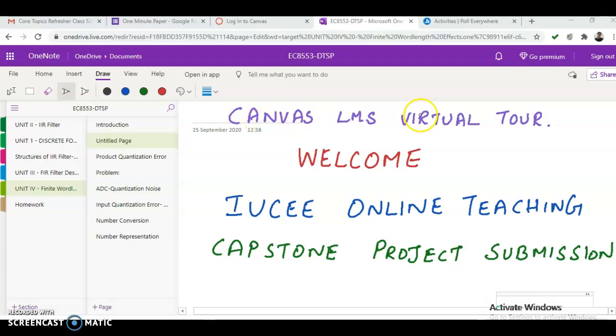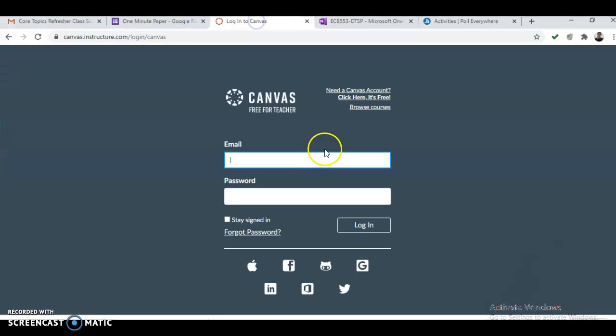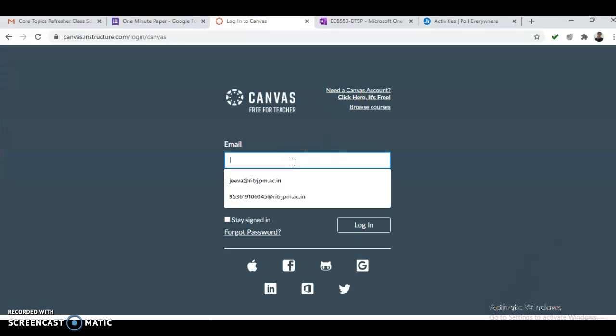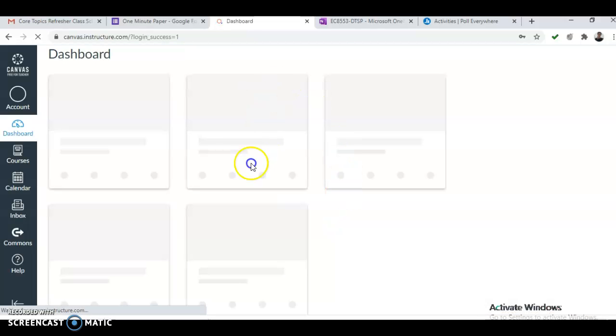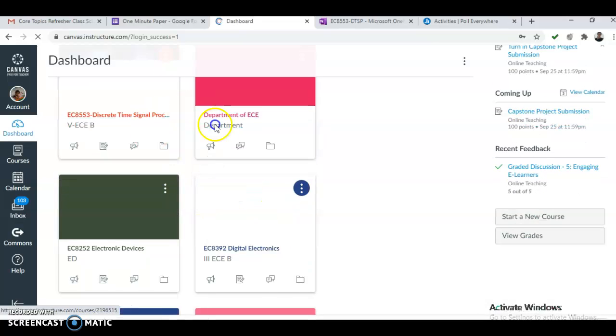Let's restart the Canvas LMS virtual tool. I selected Canvas as my LMS. In this semester, I am handling discrete time signal processing for 5th semester EC students and digital electronics for the 3rd semester EC students. These are my published courses.